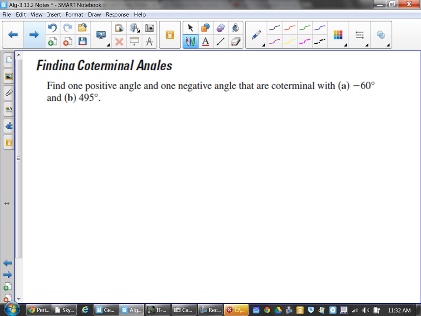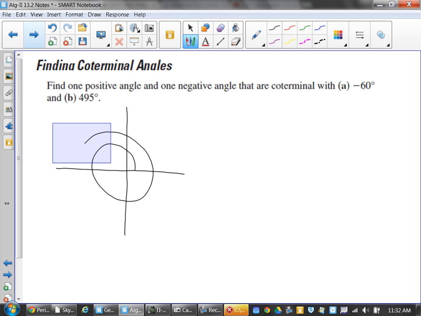All right. If I'm at 495, that's more than one time around. You guys agree? So it's 360 and 135. So what quadrant did this wind up in? Quadrant 2. What's the reference angle? 45. It's got a 45-degree reference angle.